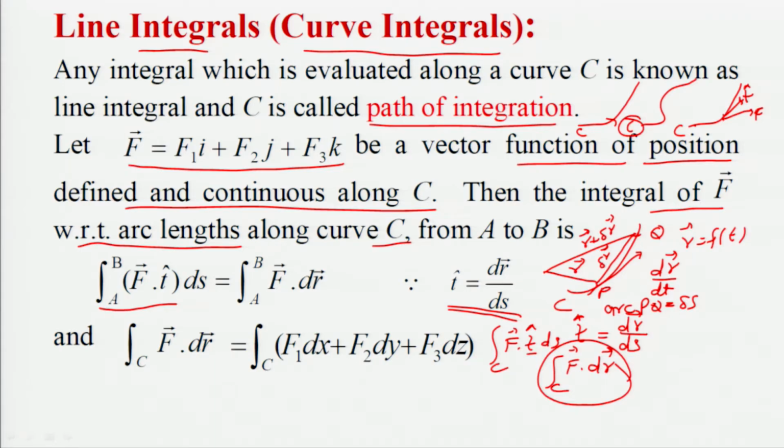If you find the integral along the curve C from the point A to B, if you want to evaluate the integral along this path C from this point to this point, then this integral becomes integral from A to B of f dot t ds. If we put t equal to dr by ds, then its value becomes integral from A to B of f dot dr. This gives the evaluation of the line integral from the point A to B along this curve C.